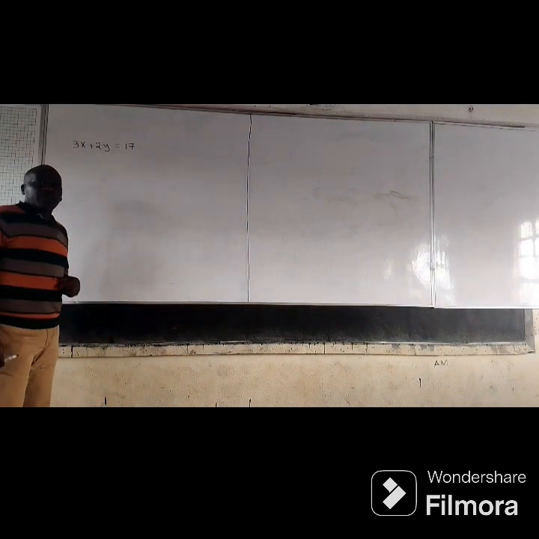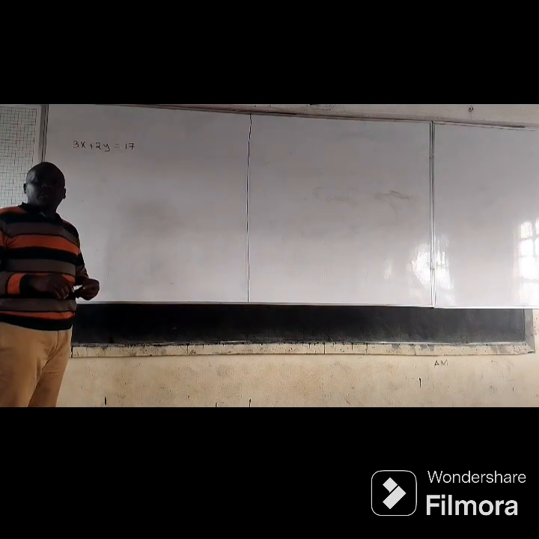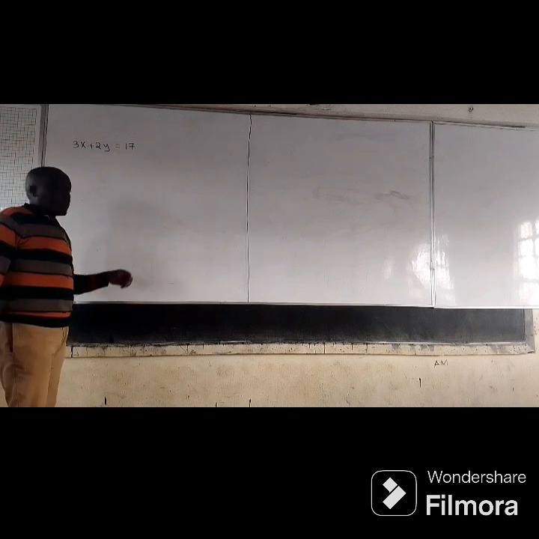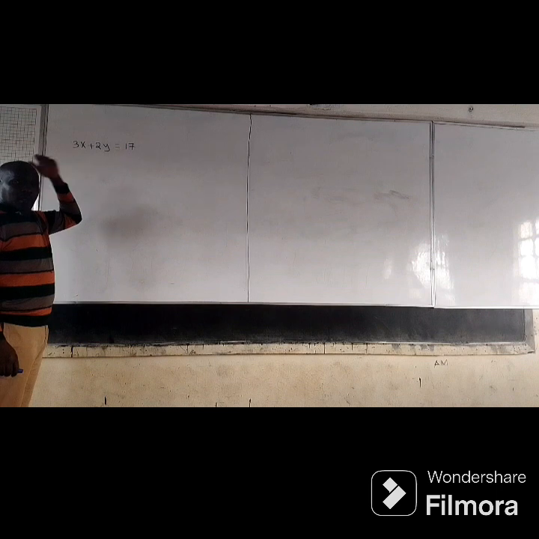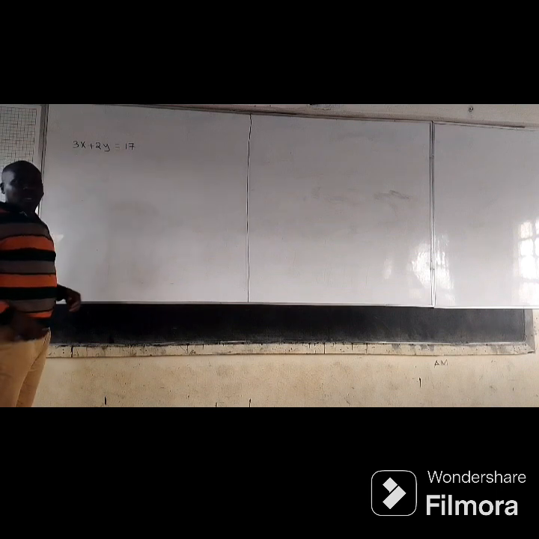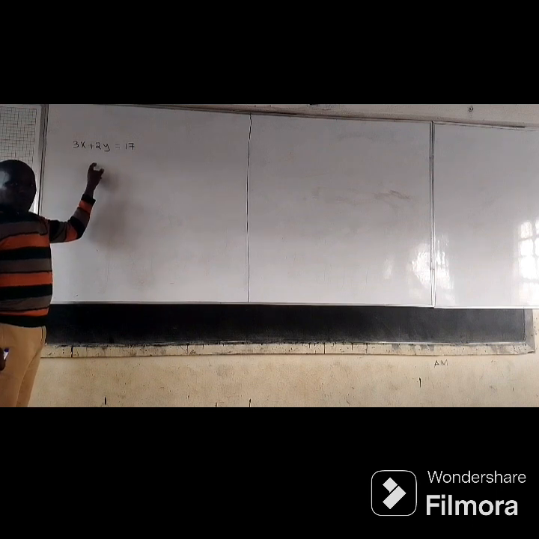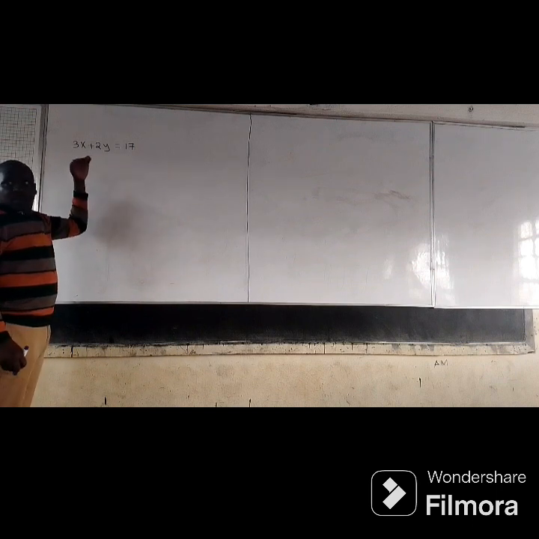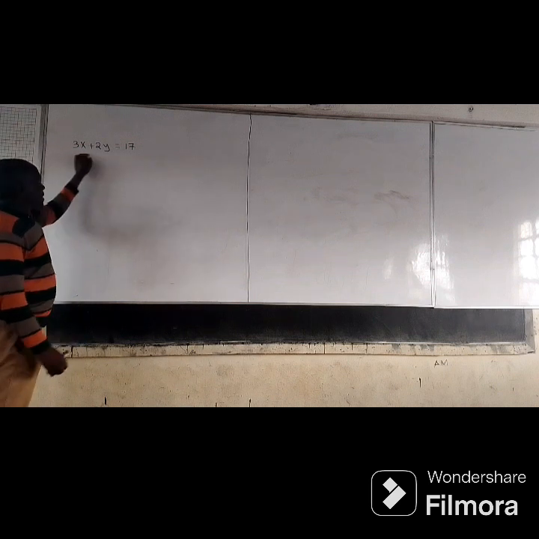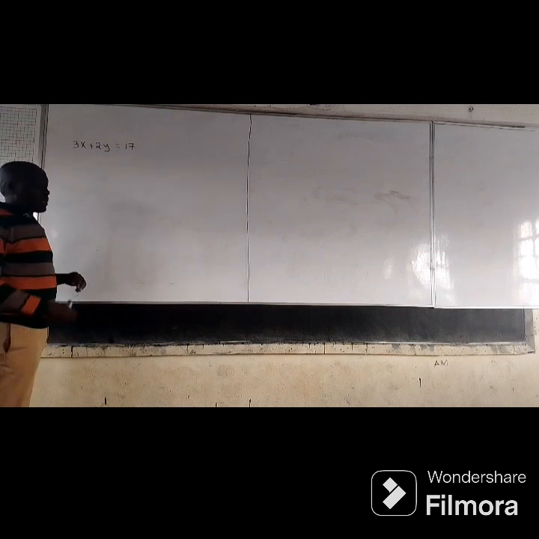So viewers, today we are going to discuss how to solve equations. If you look at the whiteboard, we have an equation with two unknowns. It has x and y. And there is no way you can solve for two unknowns in one equation. So what you do, you need another equation that shares the same values of x and y.